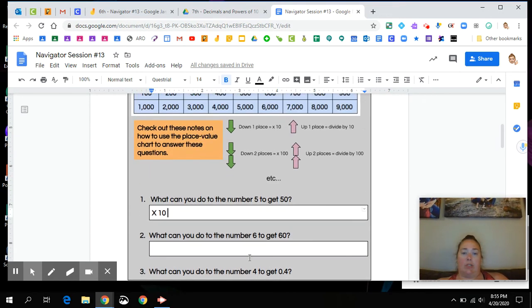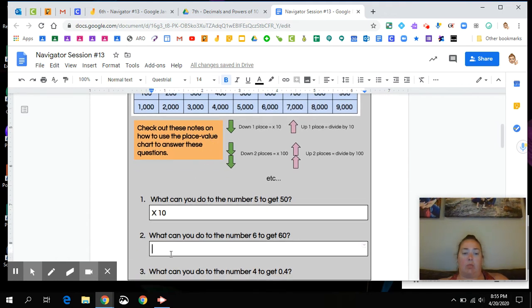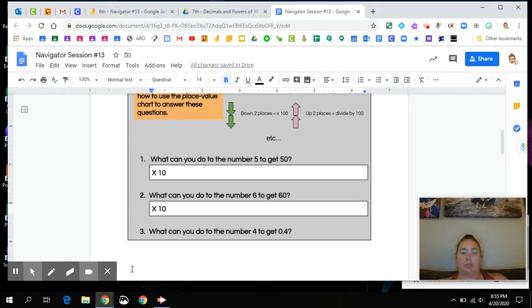What could you do to the number 6 to get 60? So same thing, from 6 to 60, I'm jumping down one box. If I move down my table, that's multiplying. So I'm going to multiply one space, so multiply times 10.